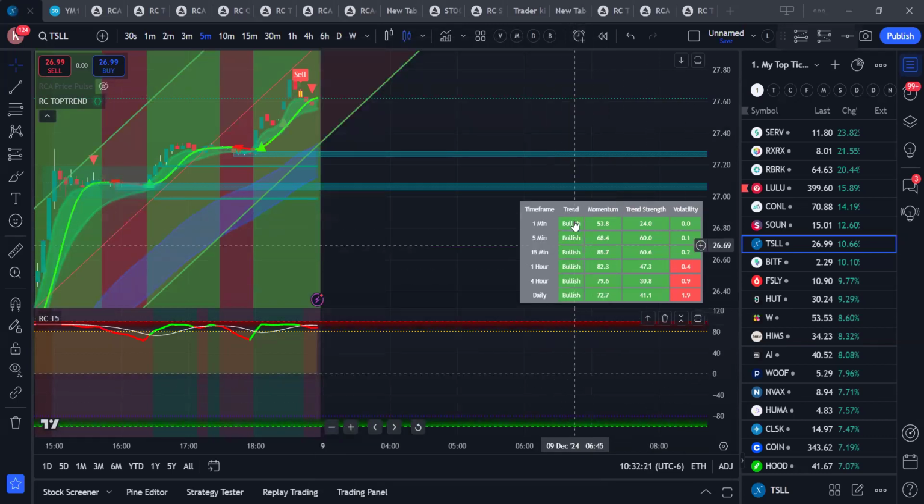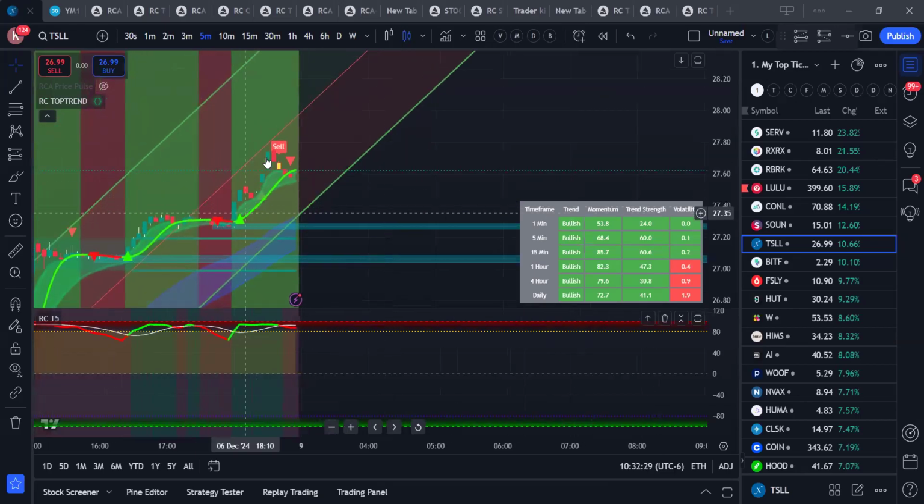For example, here you can see completely green, green, green. Now all I need is just to wait for a small pullback. Now there is a sell signal. If I get a buy signal now, I can easily make 10%, 20%, 30% with my TSLL calls, TSLL bull puts. Here, what is the strength? 24, 60, 60.6, 47.3. So what do you think? Is it good for bull put spreads or good for calls?